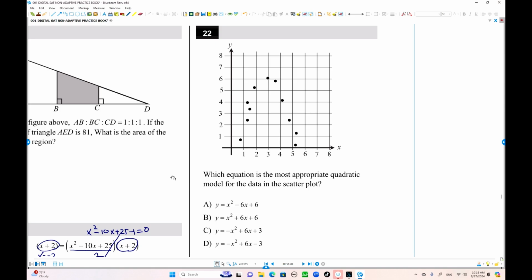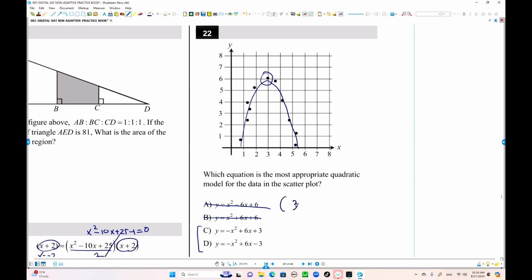Which equation is the most appropriate quadratic model for the data in the scatter plot? When you make the line over here, approximately, the graph opens downward. This one is not open downward. These two open downward. But we're going to check it out. Maybe using the vertex is better, right? That's a good idea.